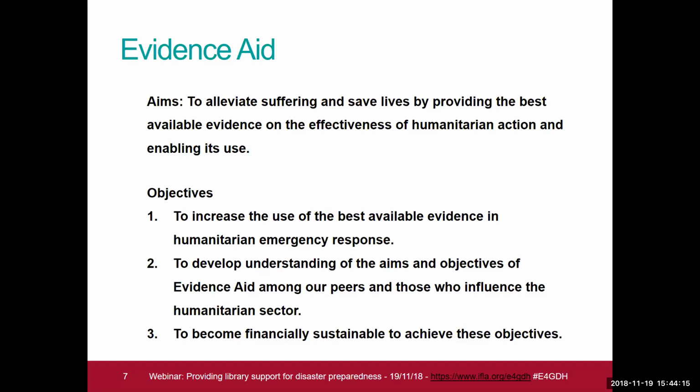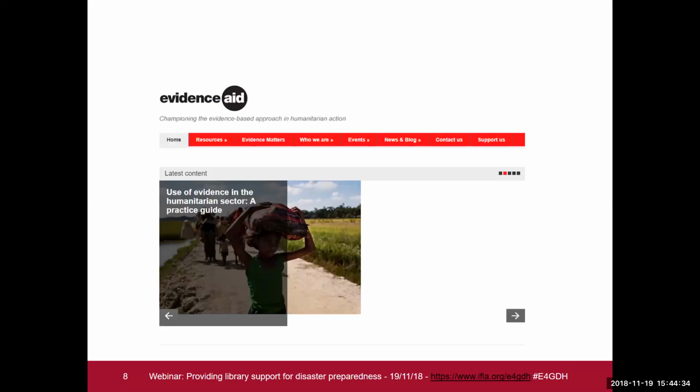Evidence Aid try and achieve the objective by increasing the use of best available evidence. They also try and develop understanding of the aims and objectives of Evidence Aid among their peers. So part of this is outreach work, which I'm involved in right now. And of course, they need to be financially sustainable to achieve these objectives. But in practical terms, what this means is gathering together high quality, current evidence that's going to be appropriate for a whole range of different humanitarian and global health situations, which are in a crisis situation or in an immediate emergency disaster zone.